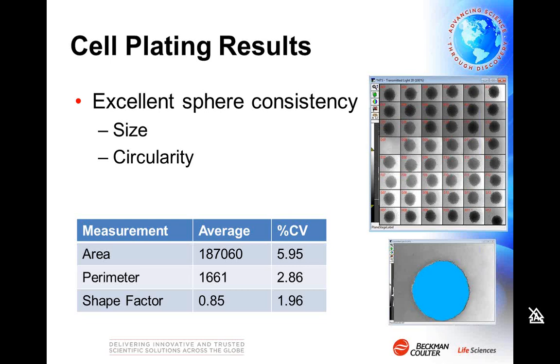In addition, we looked at a shape factor, which is a measure of circularity. A perfect circle has a shape factor of 1, so to get a shape factor of 0.85 really indicates you had an excellent sphere. And again, a very tight CV, so we had nice consistency across the plate.